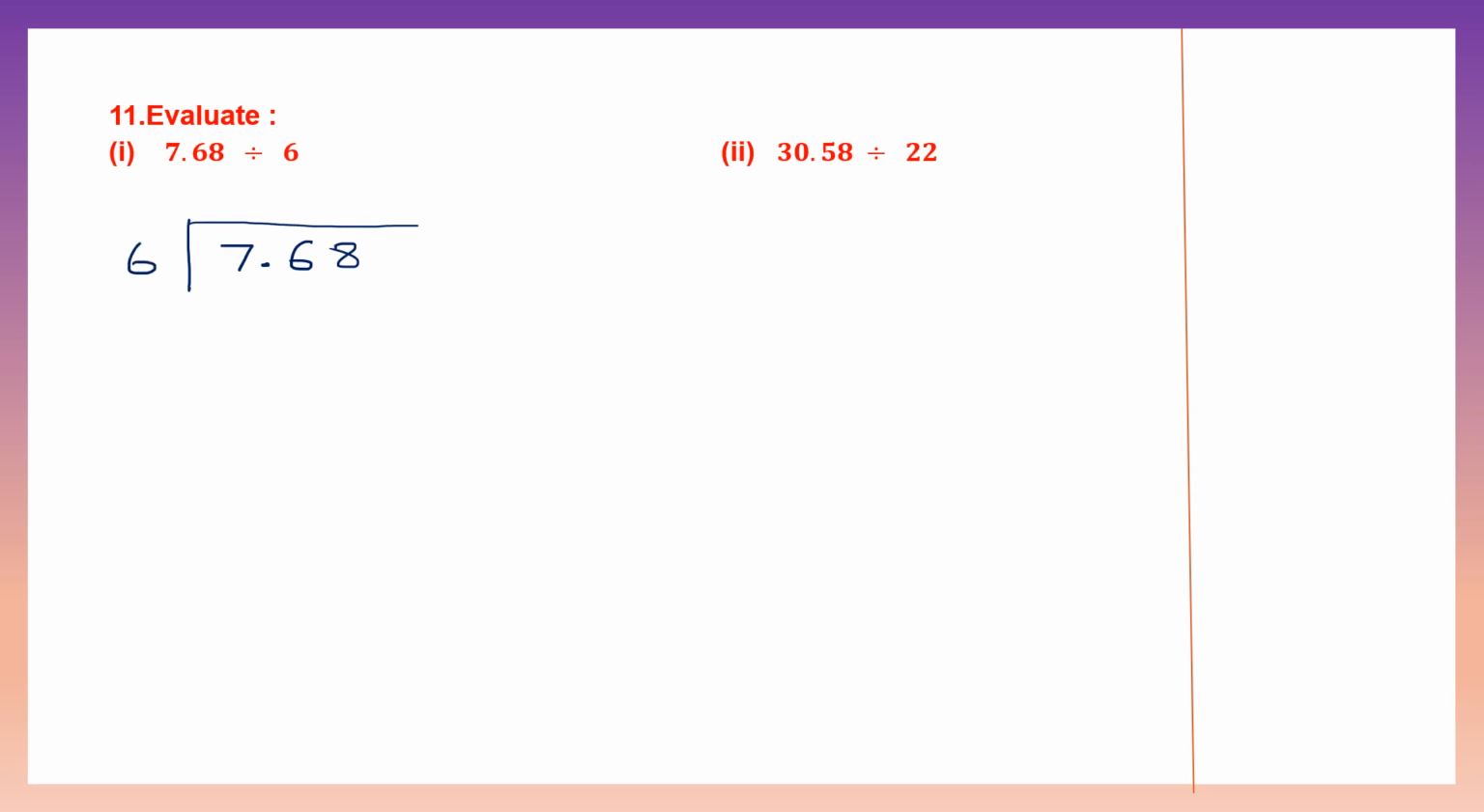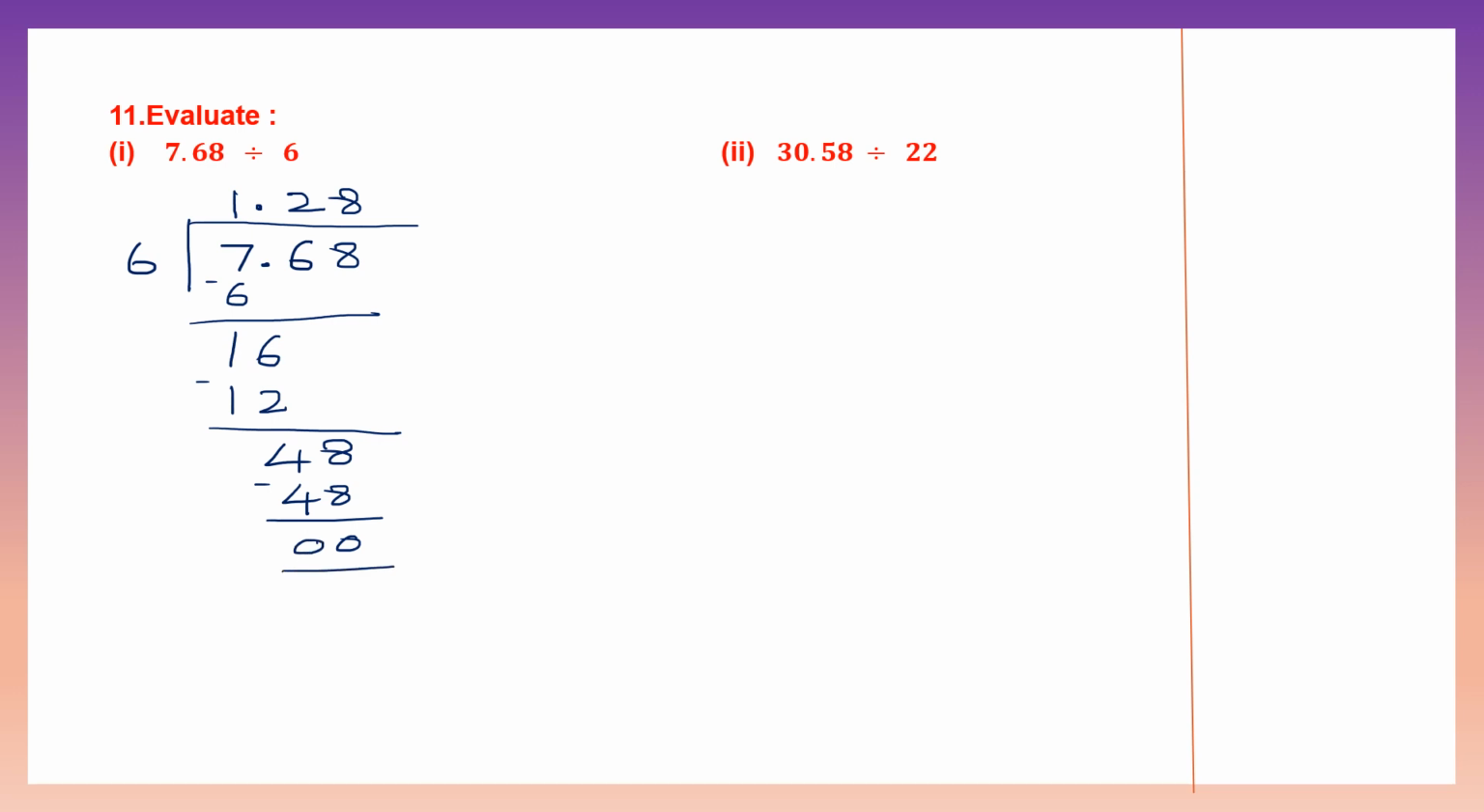So now we're going to divide 7.68 by 6. 6 ones are 6, minus 1. Now this point we have to carry it up and bring down the next digit here. So the number is 16. 6 twos are 12, minus 4. Bring down the next number 8. 6 eights are 48, minus. So here our answer is 1.28. So when it's division by a whole number, it becomes normal division. Now let's go on to the next sum.